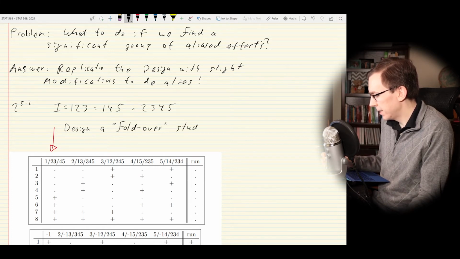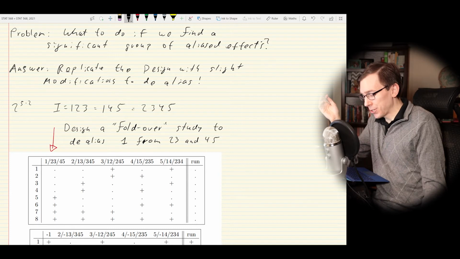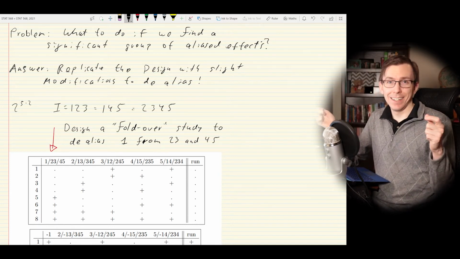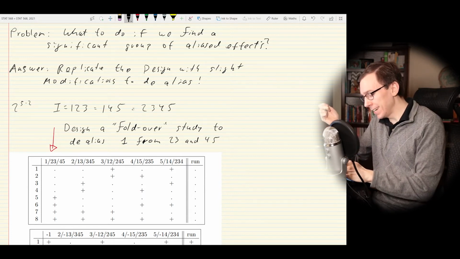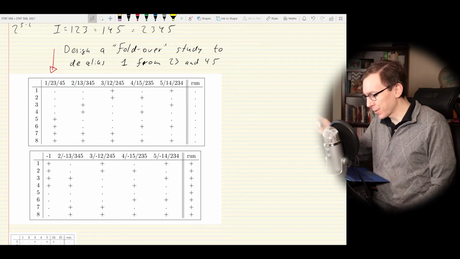study to de-alias 1 from 2, 3 and 4, 5. So then the question is, how do we do that? Well, we do that by negating 1. What's that mean? That means we create another table where we flip the value of the first column, basically.